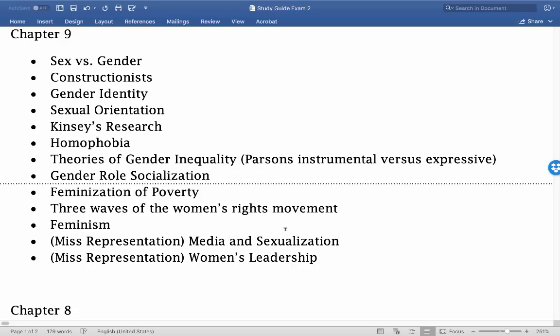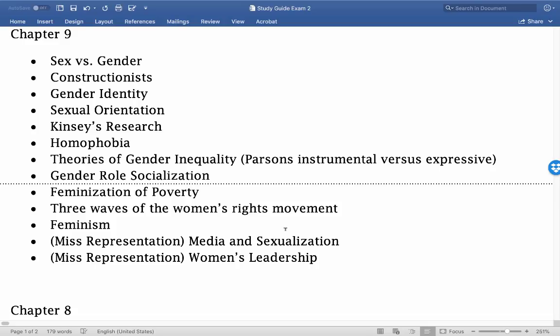Theories of gender inequality. So Talcott Parsons, functionalism, right? He believed that there were different roles for men and women in society, that men were better suited for instrumental roles and women were better suited for expressive roles, right? Instrumental roles meaning being the breadwinner, being the authority figure, right? Being kind of aggressive, versus women were more suited for expressive roles, right? Being nurturing, being caring, that kind of stuff. And so he thought that these gender-specific roles helped society function.